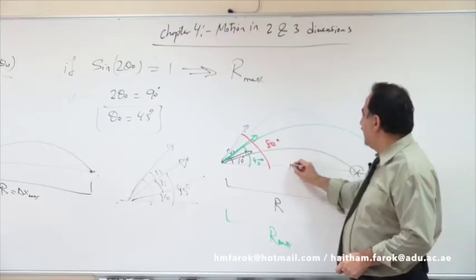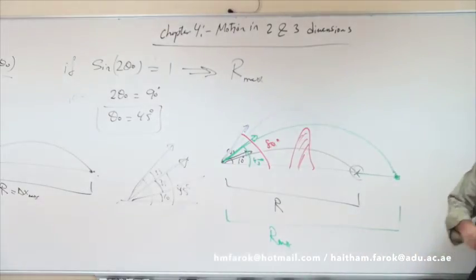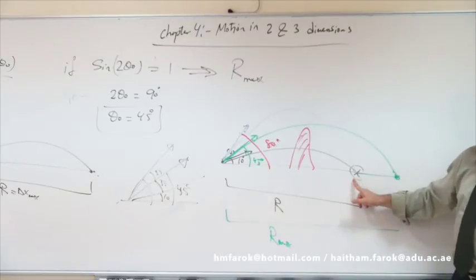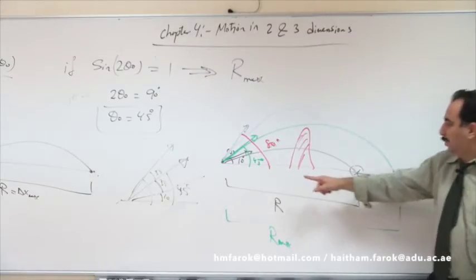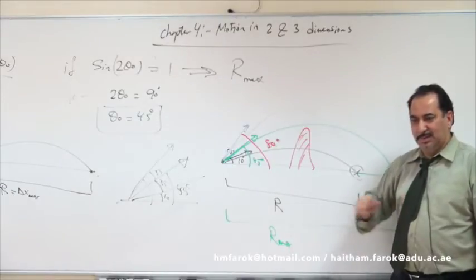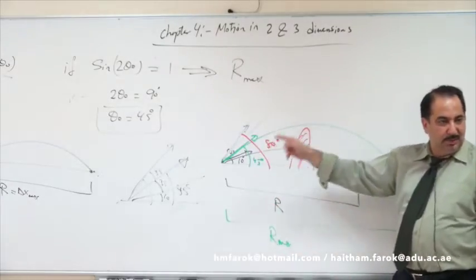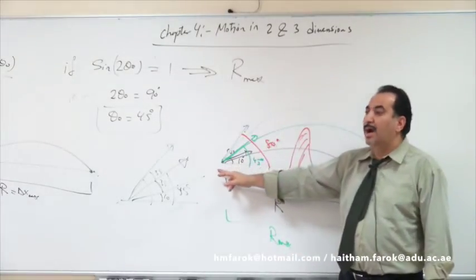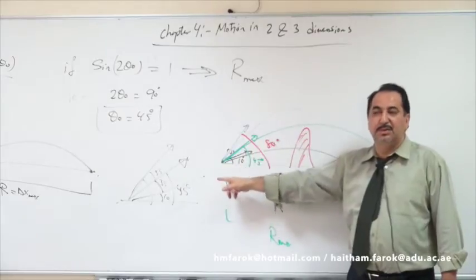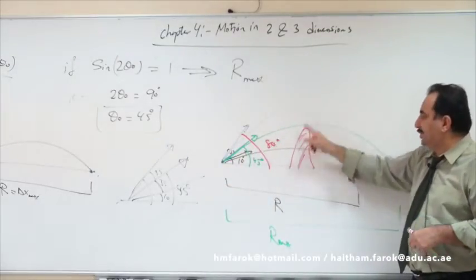If there is a mountain here and you want to hit this target, will you be able to? No. With a small angle, you hit the mountain, yes? So you have to use above. So the advantage of high angles, or big angles, is to hit a target behind an obstacle.